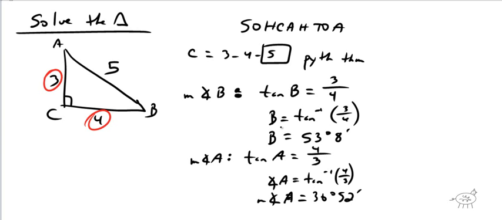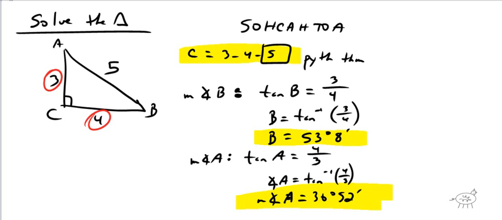So basically we solved everything. Let me highlight this: c is 5, B is 53 degrees 8 minutes, and A is 36 degrees 52 minutes. It's a good idea to make sure that A and B add up to 90 degrees. It's very important. The triangle has to have 180 degrees, and it's already got 90 at angle C, so just make sure it adds up correctly.